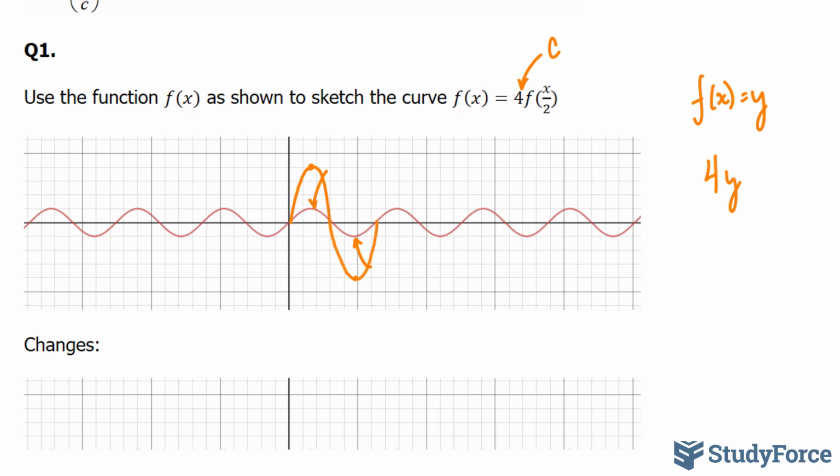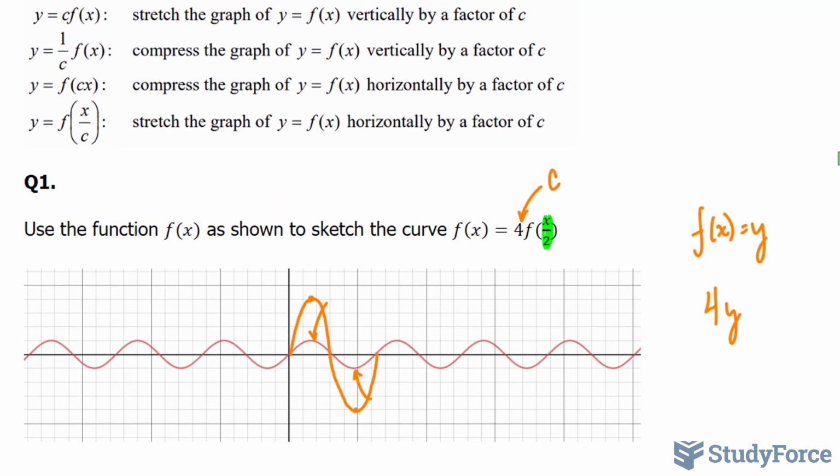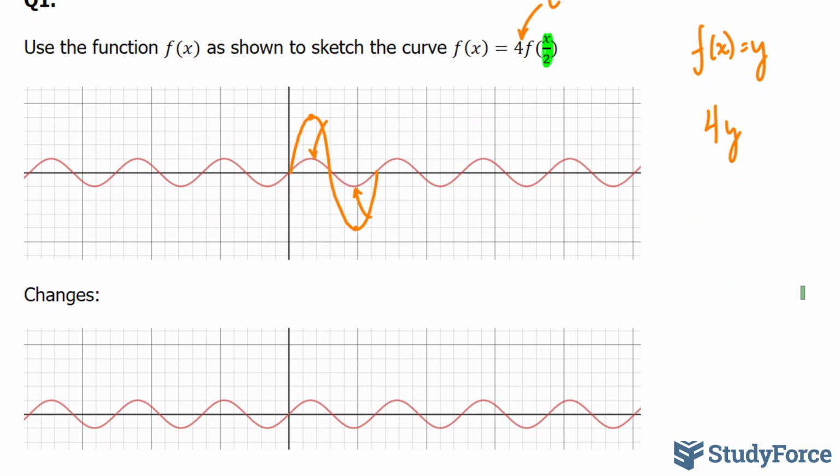Now the next thing that we'll focus on is this part. Now let's take a look above at what that says. They say that if you have an instance where your x is being divided by the factor c, you must stretch the graph of y is equal to f of x horizontally this time by a factor of c. So let's do that. Now we just focus on the x's. This x right here is 0. So if we multiply 0 times 2, it remains the way it is.